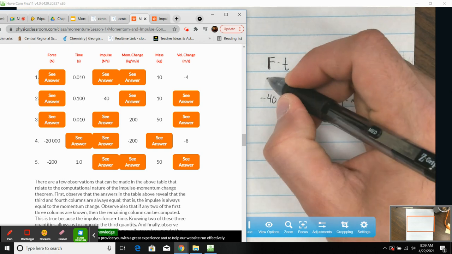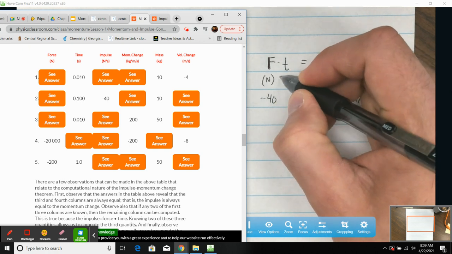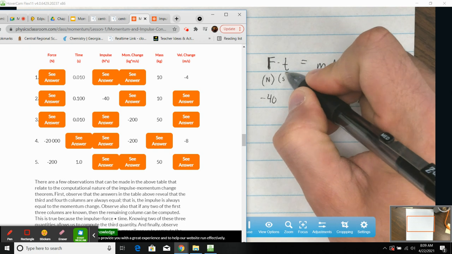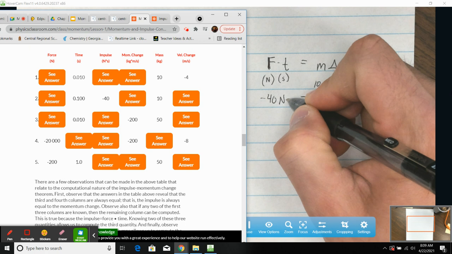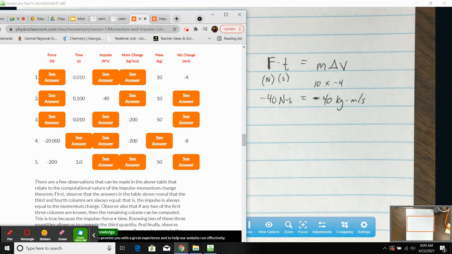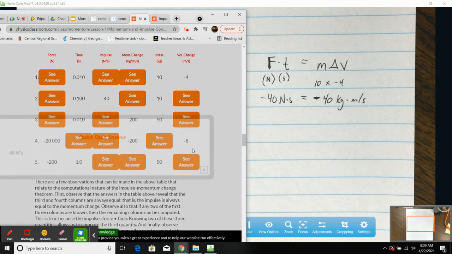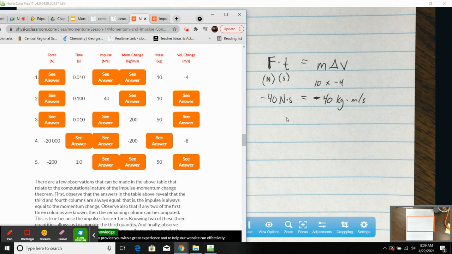What is the unit for force? Newton. Usually what do we use for time? Seconds. So when you have those two multiplied together, you're going to get Newton times seconds, or Newton seconds. So let's take a look. It shows you the unit right there. It's also negative 40.